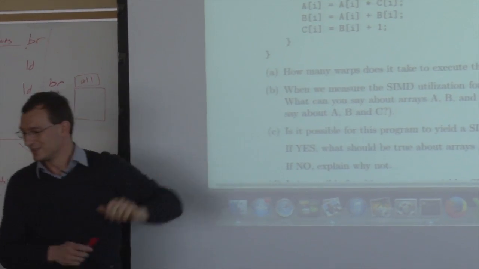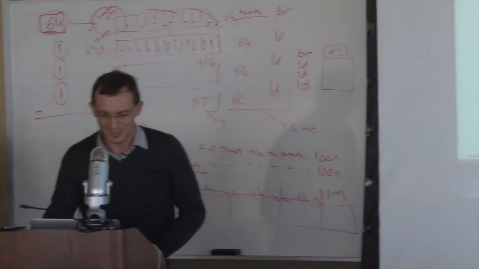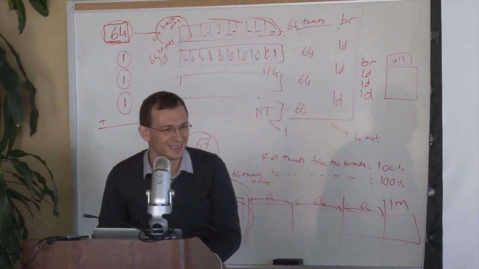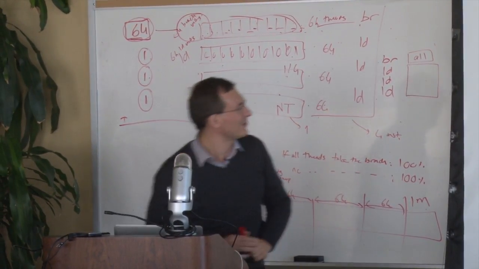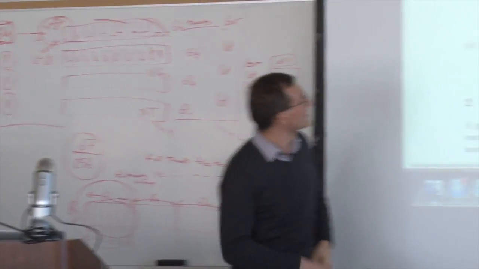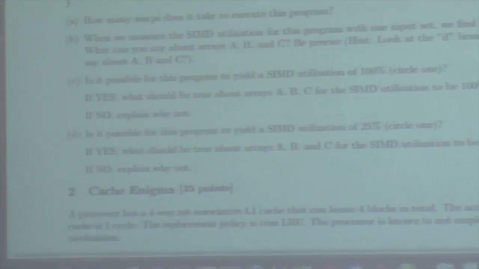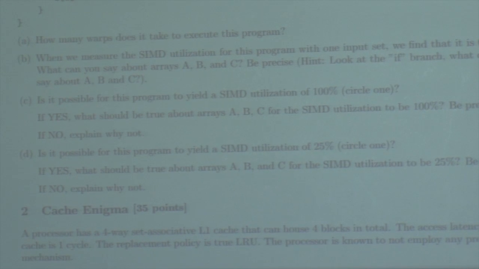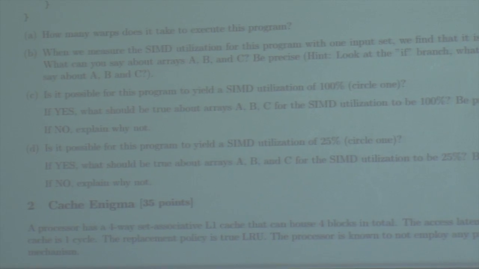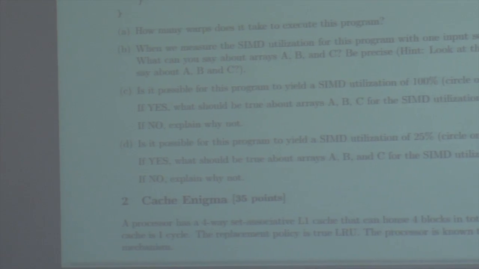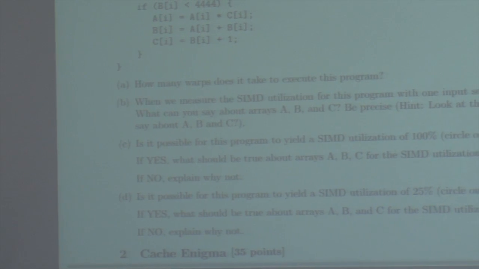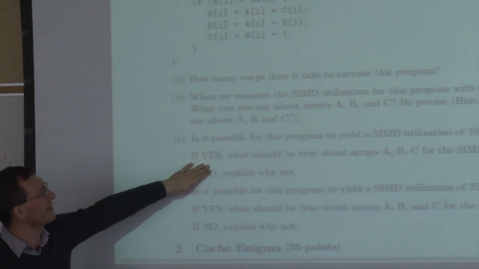OK. I think I've kind of solved this for you, but not the whole thing. I've given you this one also. Is it possible for this program to yield a SIMD utilization of 100%? Yes. We've already discussed that, and the answer is yes. If yes, what should be true about arrays A, B, and C?